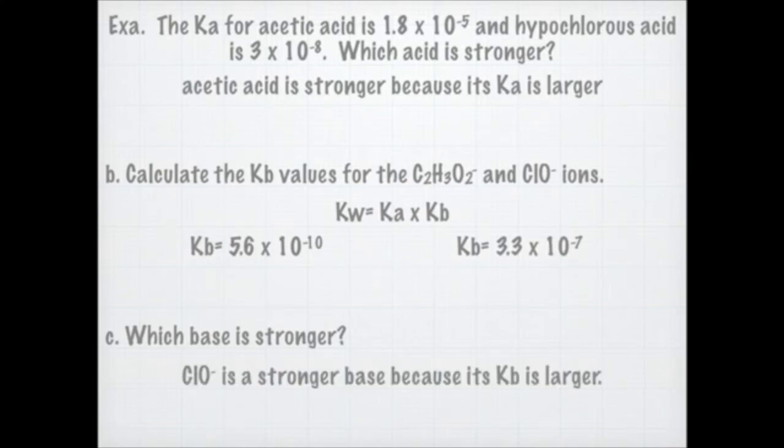Therefore, I know that ClO minus, which is the conjugate base of hypochlorous acid, is a stronger base than the acetate ion. And that actually makes sense because remember, the stronger an acid is, the weaker its conjugate base is. So since acetic acid is stronger than hypochlorous acid, that means that hypochlorous acid's conjugate base would be stronger. So we're able to calculate Ka and Kb. If we know one of them for either an acid or a base, then we can calculate the other value for its conjugate acid or conjugate base by using the relationship Kw equals Ka times Kb.